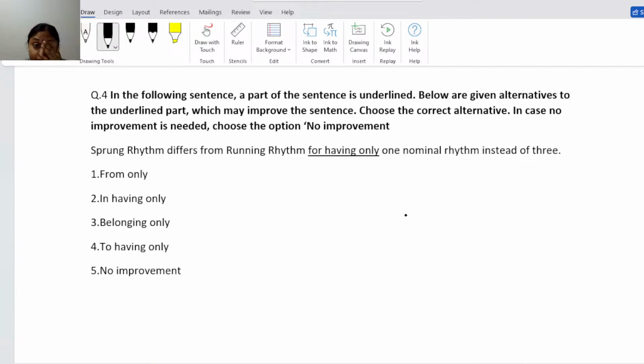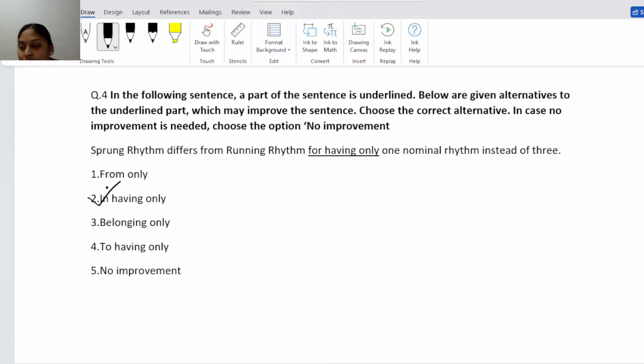rhythm differs from running rhythm for having only one nominal rhythm instead of three. So here whether it is correct or not, we are supposed to see. Along with that, we are supposed to see what will come in that case. So here the underlined word has the error. So here we are supposed to take in having only.